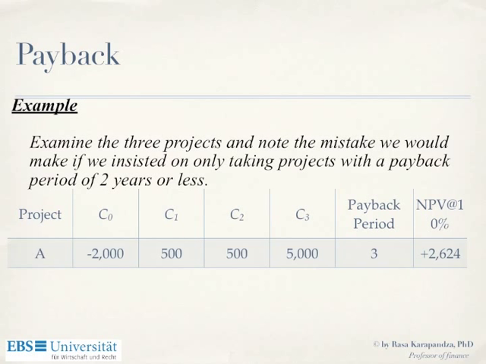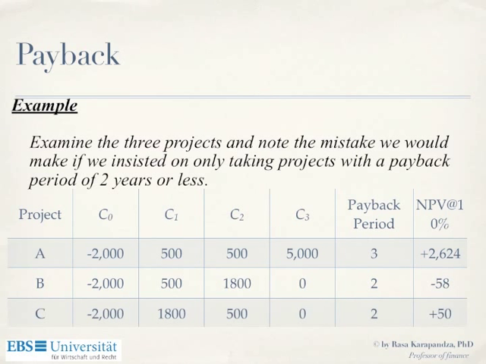So to give you an example of how it works, imagine you have the following 3 projects. You have project A, in which you need to invest $2,000 today. And you get 500, 500, and 5,000 over the next 3 years. This is project B, this is project C. Now let's observe project C first. What does a payback period of 2 years mean? That means that after 2 years you will recover your initial investment. Your initial investment is 2,000, and now 1,800 plus 500 is 2,300. So after 2 years you will have recovered your investment. But this is without taking into account the present value of money. So this is in a sense a bit nonsense.